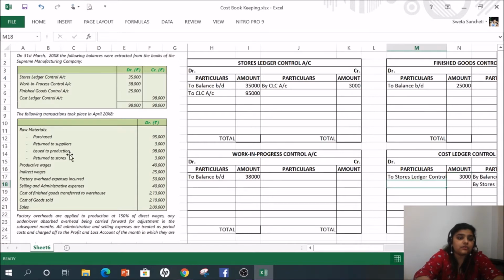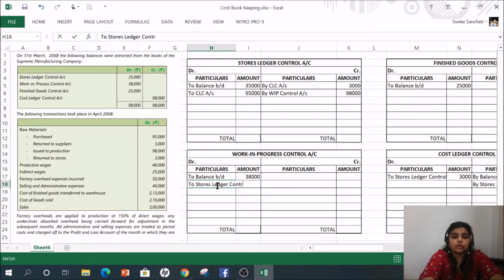Now, next entry, issued to production. Issued to production means production account is which account? My WIP account. So by WIP control account, that is 98,000 and the same entry will be here, to stores ledger control account, that is 98,000. Next, returned to stores.